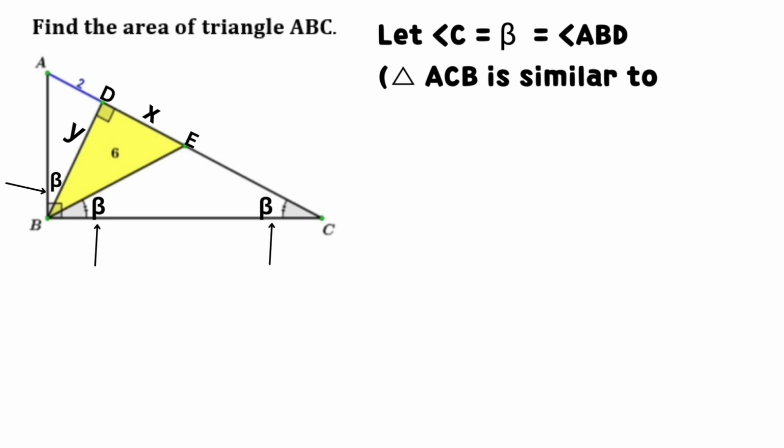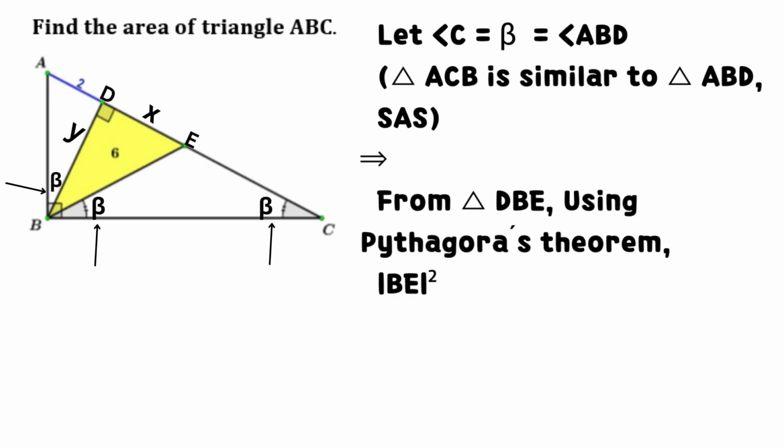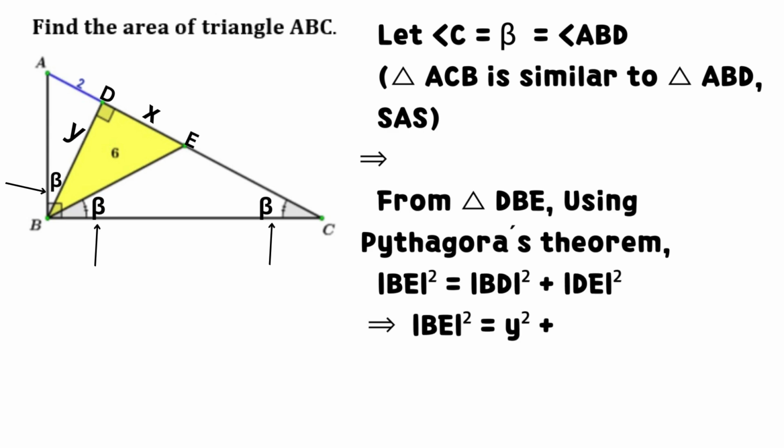Let angle C equal beta, which is equal to angle ABD. Triangle ACB is similar to triangle ABD. This is because of the side property of similar triangles.